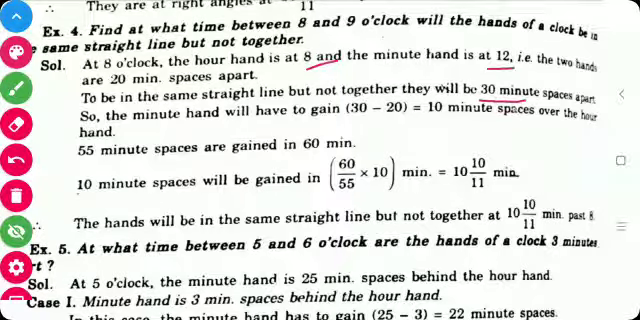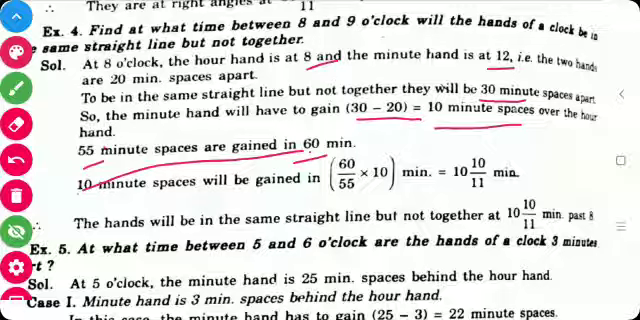So the minute hand will have to gain 40 minus 30, that is 10-minute spaces over the hour hand. As we know, 55-minute spaces are gained in 60 minutes, then 10-minute spaces will be gained in 60 into 10 divided by 55. So it is 10 and 10 by 11 minutes, which means the hands will be in a straight line at 10 and 10 by 11 minutes past 8.